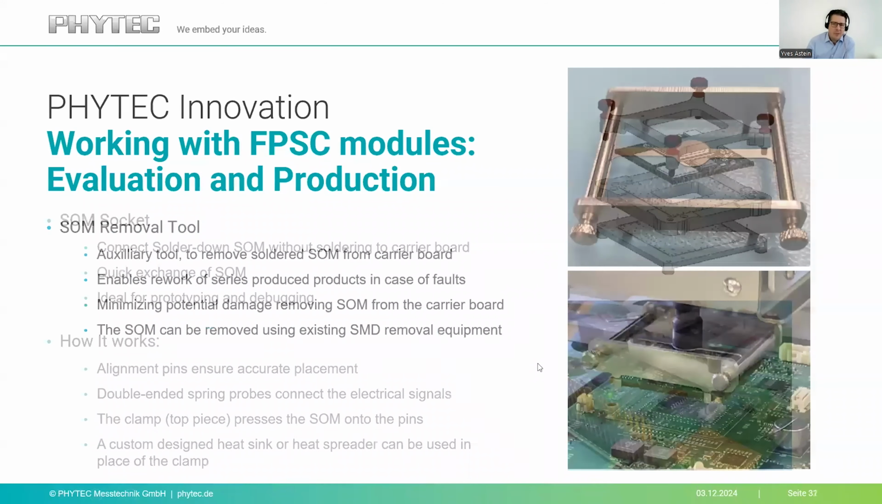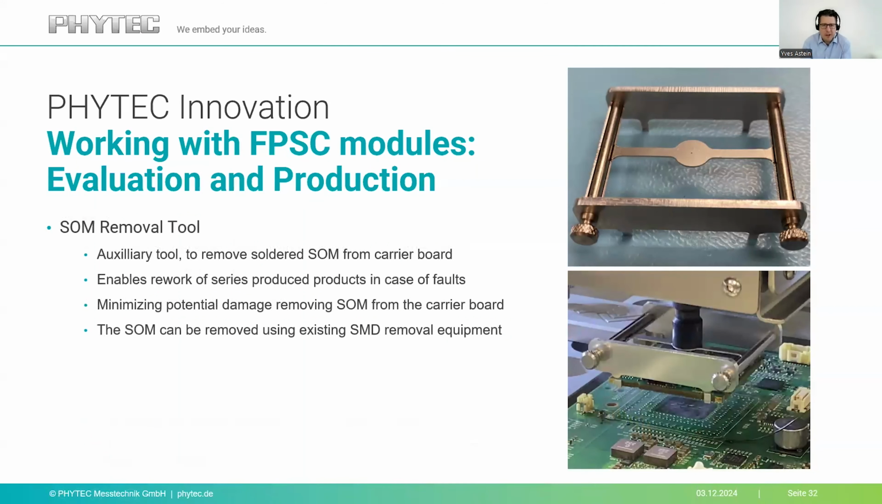And then for products in series, if there are any problems with the carrier board or with the system on module coming from the field, and you have RMAs, you might want to replace one or the other component. You can actually use our removal tool with a standard SMD rework station to replace the system on module by desoldering it and then resoldering another module on top of the carrier board, in case there's an RMA maybe, and you have a very costly carrier board.